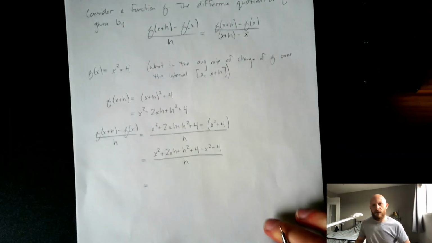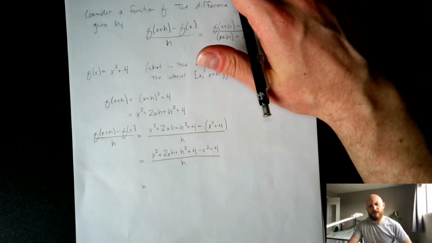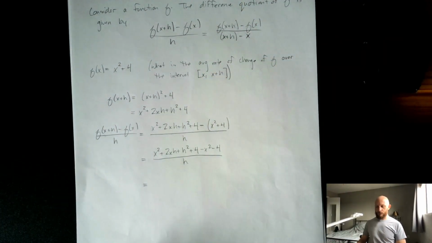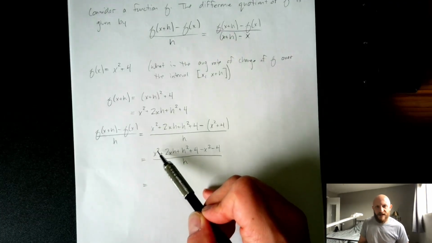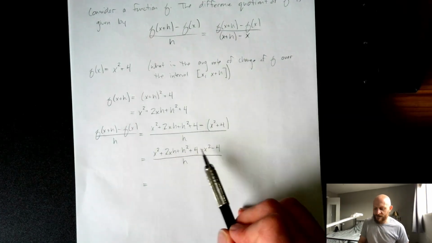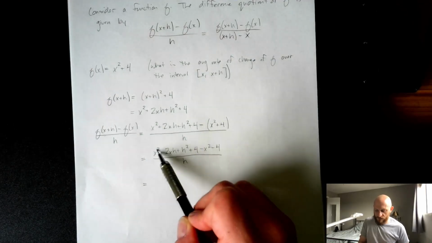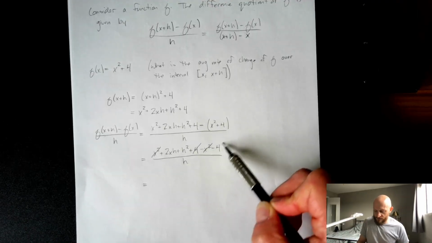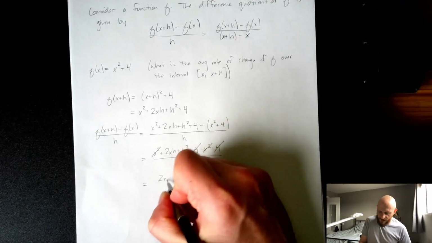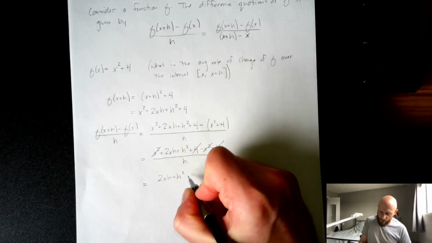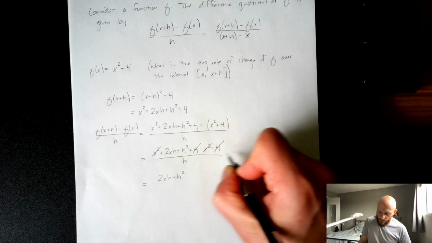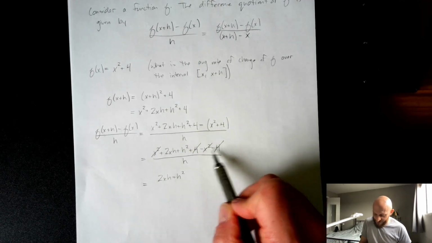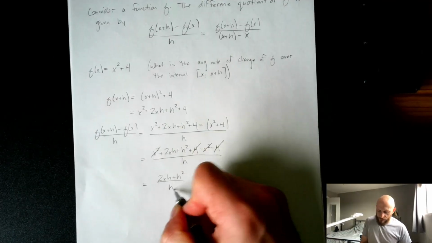And now what? Maybe see if you can take it from here. Pause the video for half a second. See if you can finish this thing off. So what happens? We get some nice cancellation. Here's a positive x squared term. Here's a negative x squared term. They cancel. Positive 4 and negative 4 cancel. And I'm just left with 2xh plus h squared. And that's all that's left, right? 2xh plus h squared, over h.